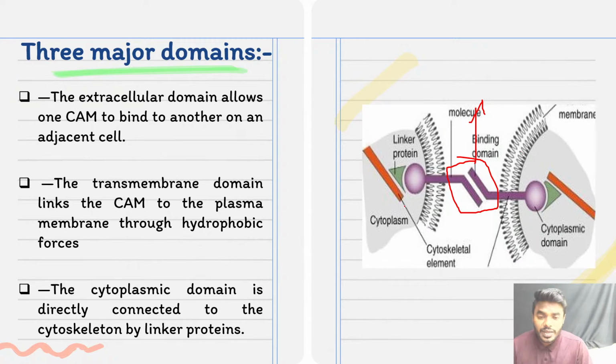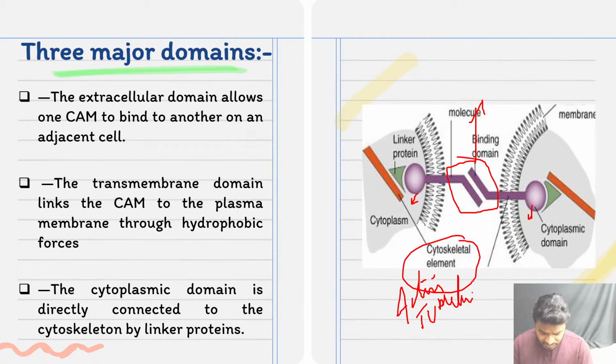And friends, listen to me carefully. When it comes to the cytosolic domain, everyone keep it in your mind. The cytosolic domain of the CAM molecule is always associated with the cytoskeletal elements. So what are the cytoskeletal elements? Of course, actin filaments, tubulin filaments. So the cytosolic domain can be associated with these particular cytoskeletal elements.